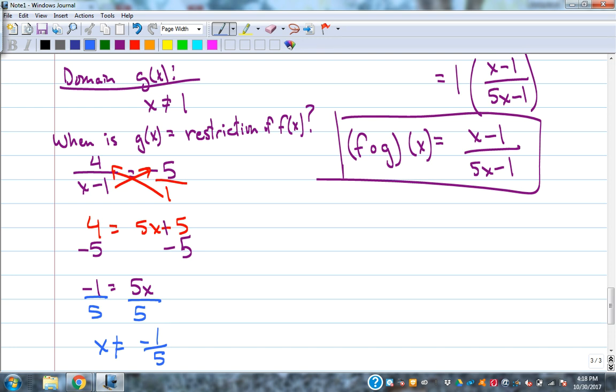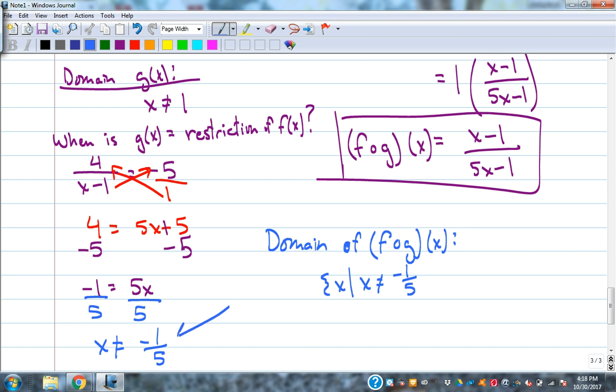All right. So the restrictions when you go to do your domain of your composite function, f composed of g of x. Okay. Your restrictions are x can't be negative 1/5. That's the one. That's that guy right there. But there's another restriction. It comes from the restriction on the original one we're plugging in, the g of x function, the second function. What's its restriction? It was 1. So it can't be negative 1/5 or 1.